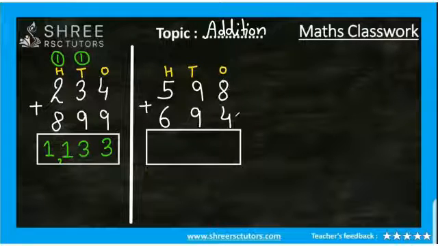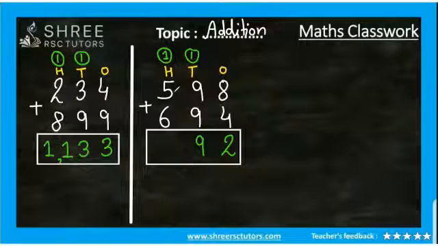So how can we add it? First, 8 plus 4. What is 8 plus 4? It is 12. So we can write here 2 and 1 will be carry. This is called the carry. Now we need to add this carry to our first number. So 1 plus 9 is 10, and 10 plus 9 is 19. So from the 19, we write 9 over here and 1 will again be our carry. Now 1 plus 5 is 6, and 6 plus 6 is 12.